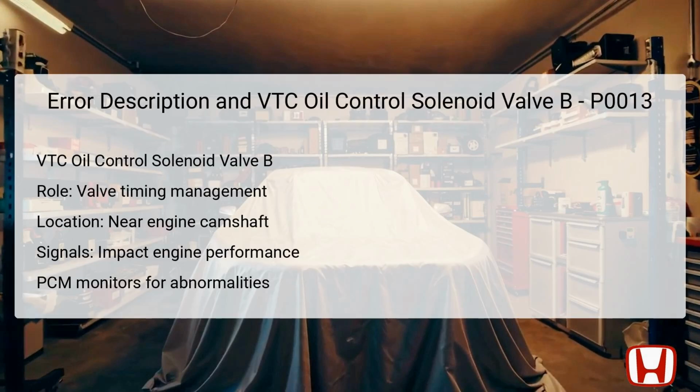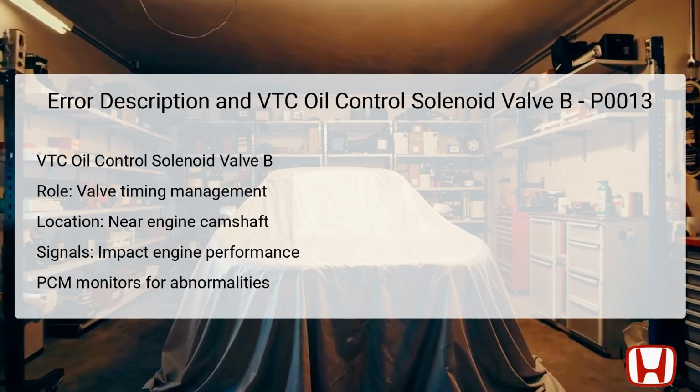The variable valve timing control, VTC oil control solenoid valve B, is a key component that influences engine performance. This valve adjusts the timing of the intake valves to optimize fuel efficiency and power output. It is typically located near the engine camshaft, allowing it to effectively regulate oil flow, ensuring that the valve timing occurs as required. This valve works in conjunction with the other components within the VTC system to provide smooth engine operation, especially during varying engine loads.